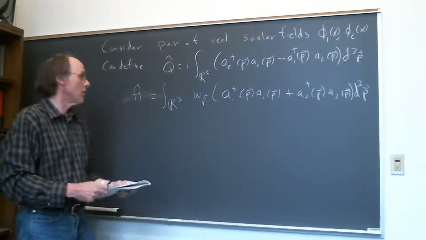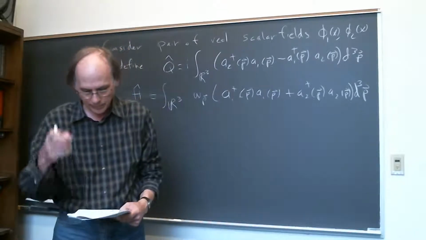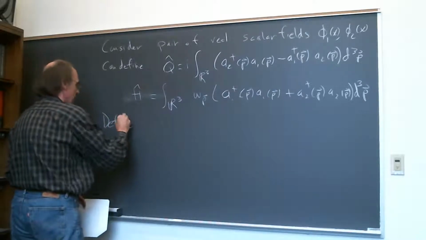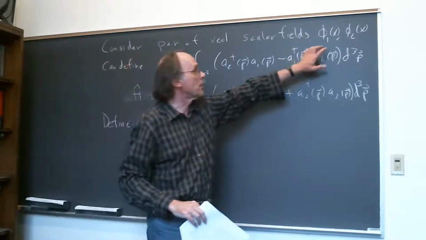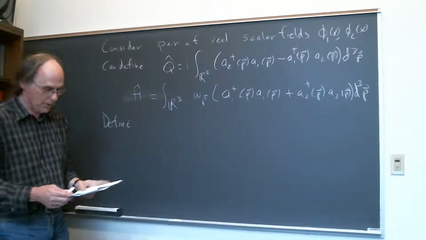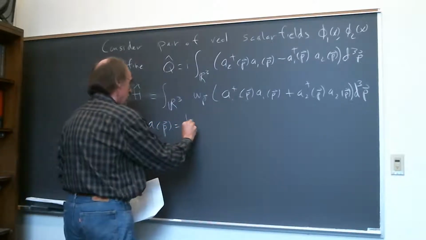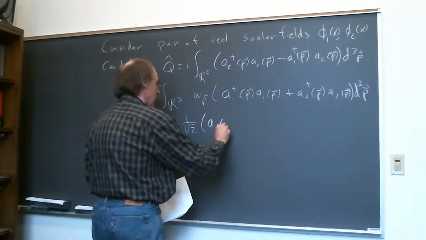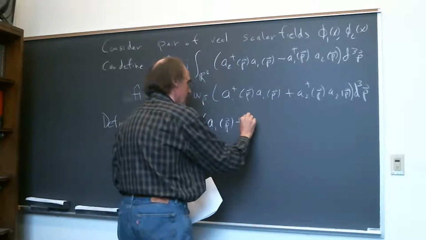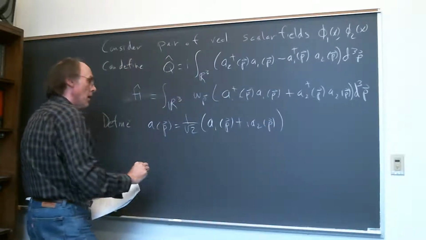There are a lot of ways of motivating this, but what I do is define new complex linear combinations of these things which diagonalize the action of this operator. So you define A of p, 1 over square root 2, times a1 of p plus i a2 of p, and then B of p.